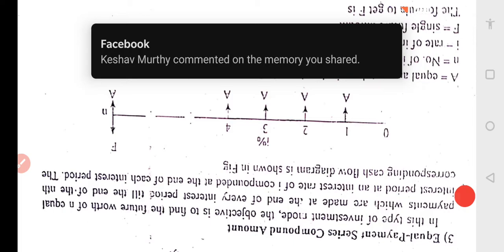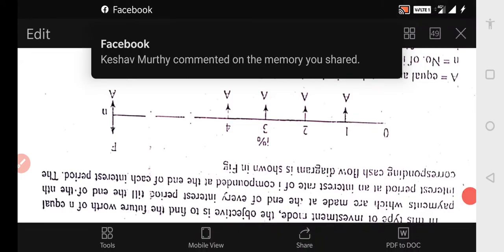Hello students, now we shall look at equal payment series compound amount. In the first two compound interest problems, we have seen single payment, means either I make a single payment today and what will be the value after the period n, or I know the future amount and I want to find out the present amount P at some interest rate for some period.